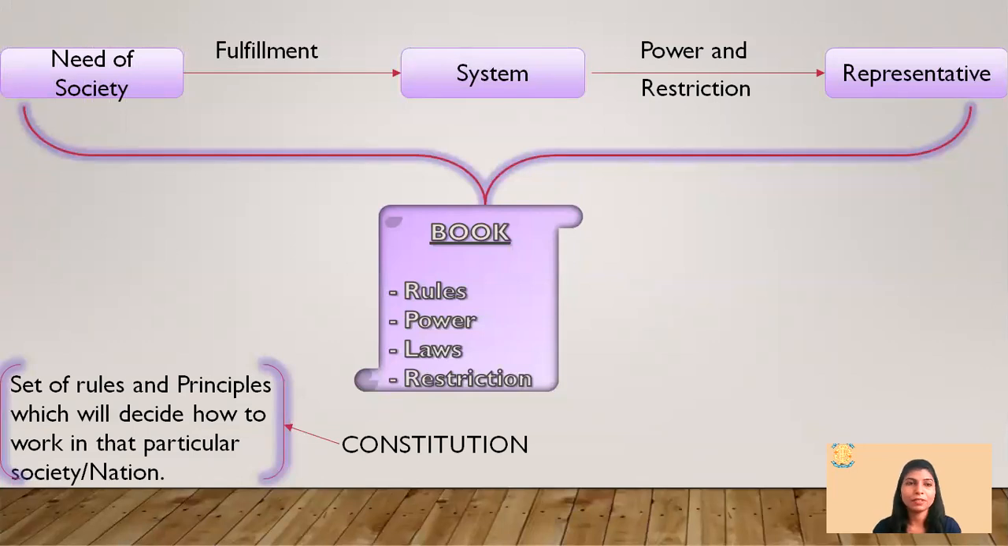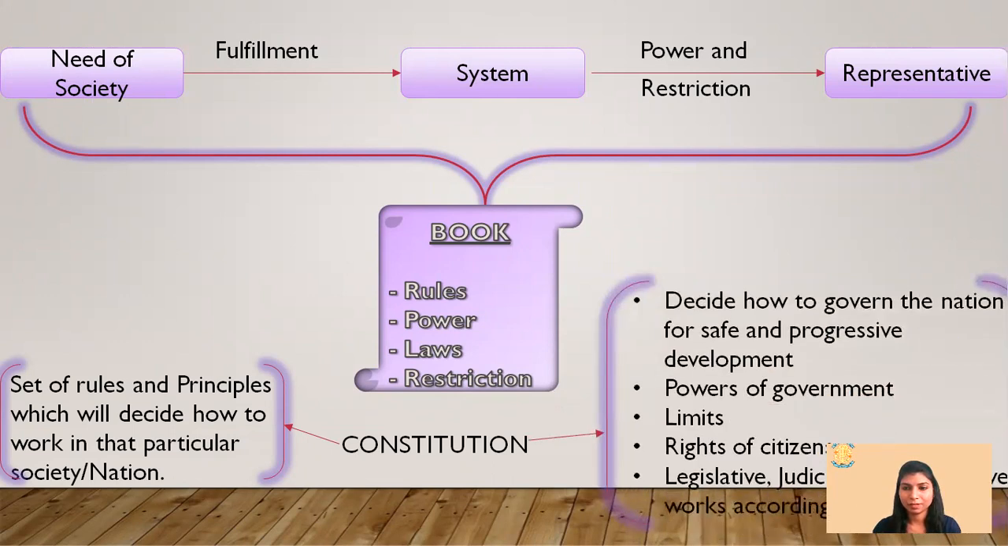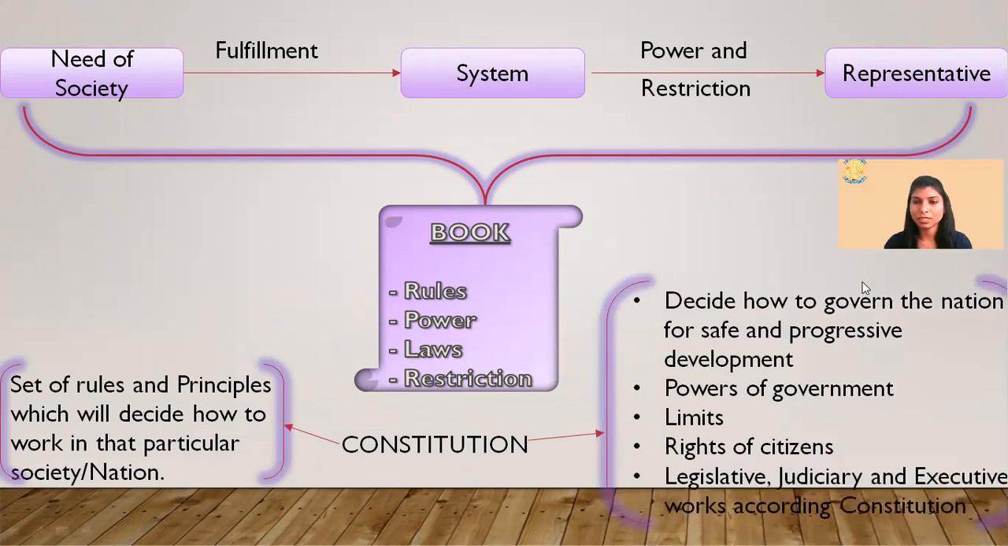Now we saw this example about a society. If we talk about a nation, it is similar. The constitution decides how to govern a nation for a safe and progressive development of the nation. It gives power to the government. It also limits the government. The government does not have absolute power. Then the constitution provides rights of citizens, and the three main pillars of any nation, that is legislative, judiciary, and executive, all work according to the constitution.